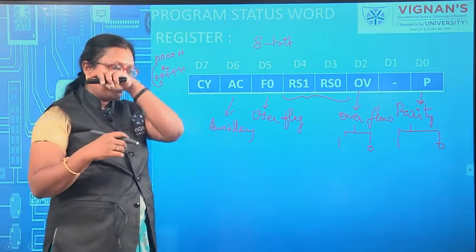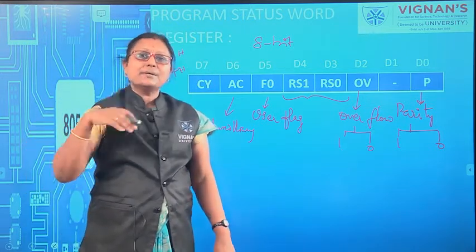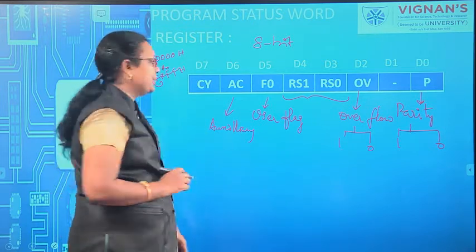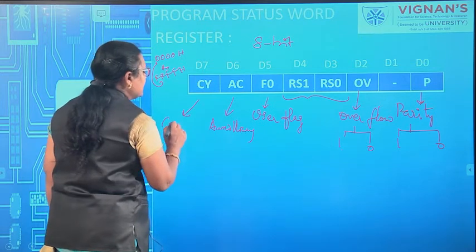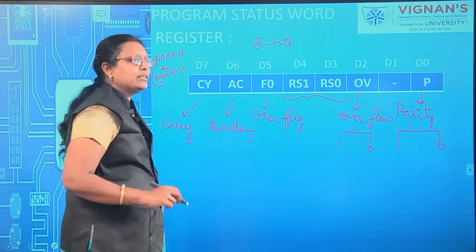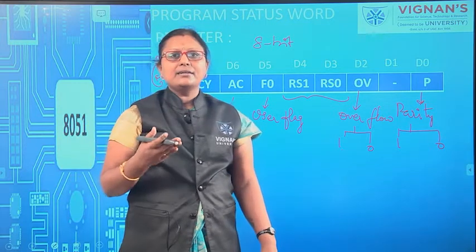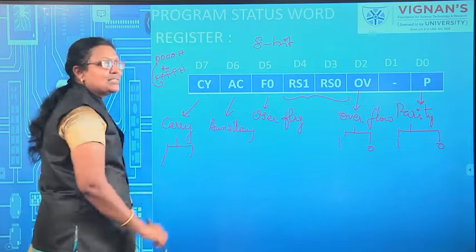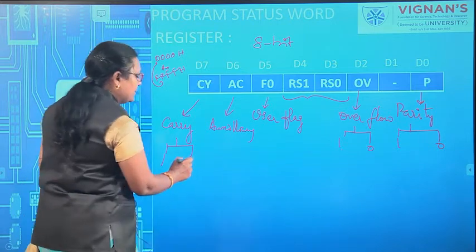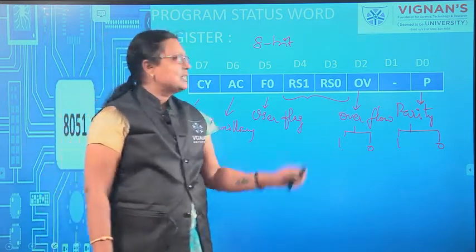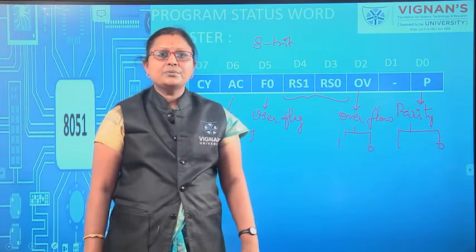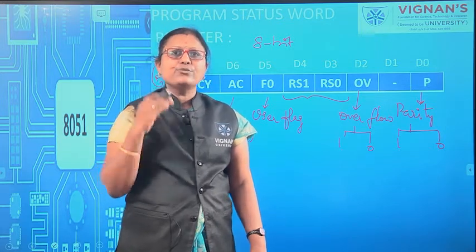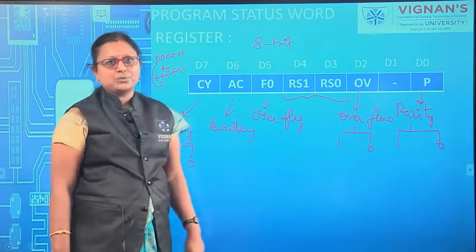Whenever you are using specialized arithmetic operations, at that time you are using the auxiliary carry bit over here. And this one is the carry bit, the general carry bit. Whenever you are performing arithmetic operations, if a carry occurs, this bit will be set to 1. If not, this bit will be set to 0. So generally, why are we using this program status word register? In order to know the current status of your processor, we are using this program status word register.